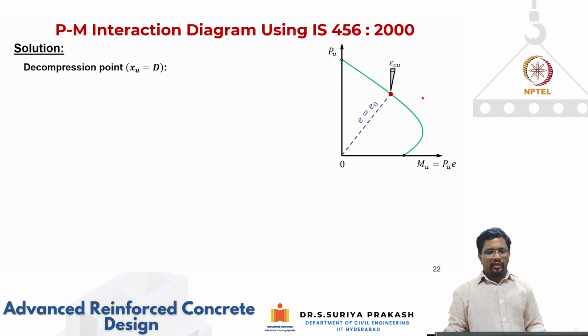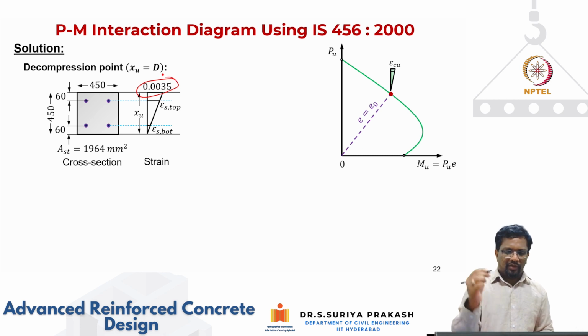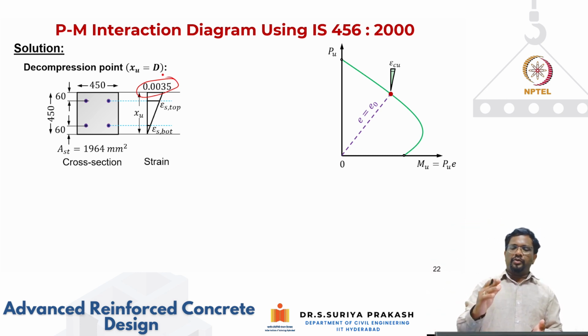Now let's go back and assume XU is equal to D. When XU is again equal to D, epsilon C is going to be 0.0035 only. Now you see that the entire section is in compression and neutral axis is equal to depth. So we are trying to find out this point. What is the combination of axial compression and bending that will produce this strain profile?